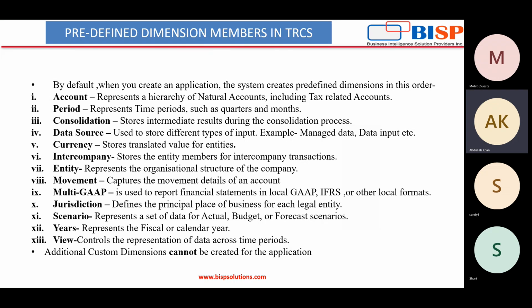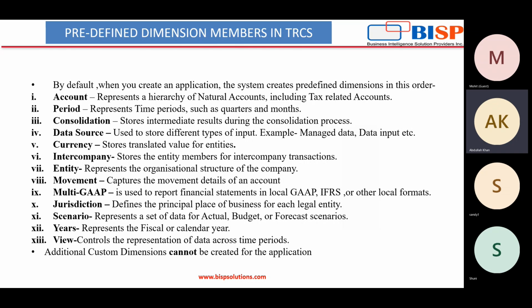Then we have the currency. It will store the currency or the translated value for all the entities. Intercompany dimension will store the entity members for intercompany transactions in case there are any intercompany transactions between the legal entities. So we can assign this particular attribute and the data will then be stored in the intercompany dimension. Entity dimension will represent the entire organizational structure of the company. So the parent-child hierarchy will be present in this particular dimension.